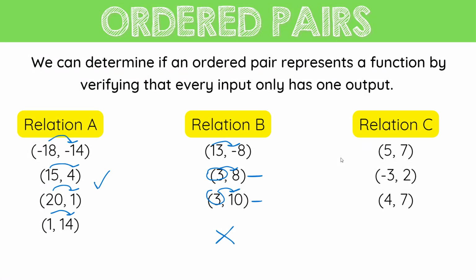Okay, so relation C. Do you think this is a function? Does every input go to exactly one output? Okay, so the answer for this was yes, it is a function. 5 goes to 7, negative 3 goes to 2, and 4 goes to 7. And you probably saw this 7 in both sets and had a question, well, is it still a function? It is totally fine if you see the same number in the y value. The x value is the only column that can't repeat. So it's okay if 5 goes to 7 and 4 goes to 7, as long as they have different inputs.